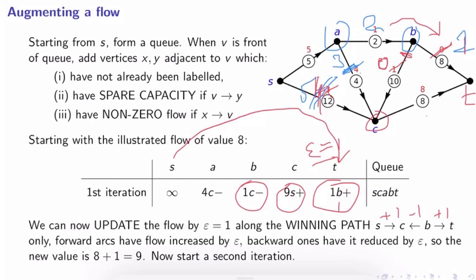So if you look at everything now, you'll see that I've now got a flow of 10 because I've got 10 units leaving S. All the rules are satisfied. So in fact, the maximum value, if you like, in this example, is equal to 10.